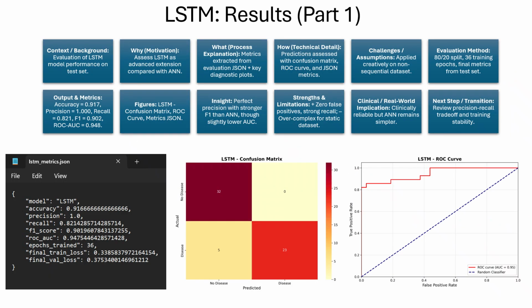LSTM achieved strong results with 91.7% accuracy, perfect precision, and recall of 82%, leading to an F1 score of 0.90 and ROC-AUC of 0.95. The confusion matrix shows 0 false positives and high recall, though it is more complex than ANN for static data. Next, we will extend the evaluation with precision recall and training curves.